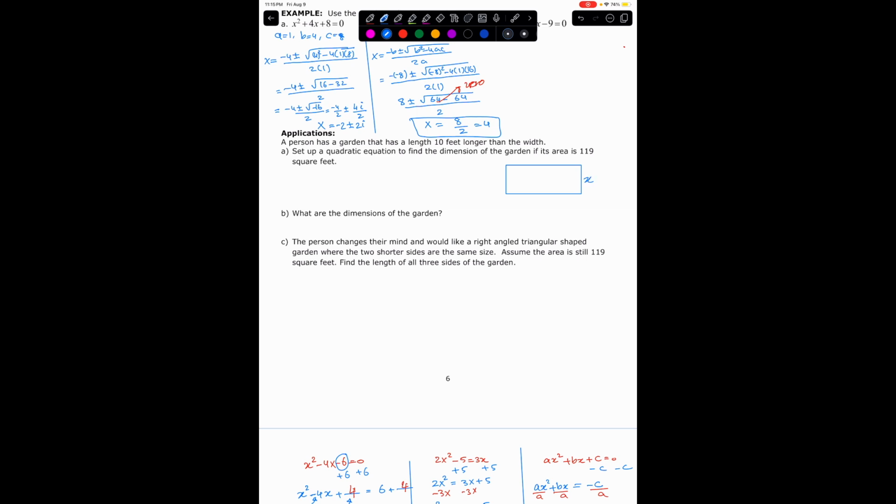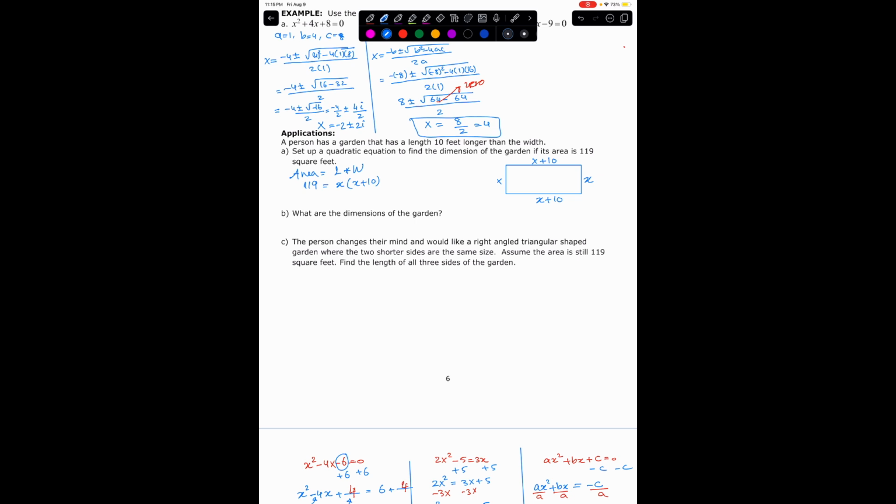It's an unknown amount. But we know that the length is x plus 10 because it's 10 feet longer than the width. So because it's rectangular, this is going to be x and this is going to be x plus 10 as well. What do we know? We know that the area of the garden is 119, which means the area of the rectangle is 119. So we know that the area is length times width, which is x times x plus 10. And we know that the area is 119 square feet. So now this is the equation.